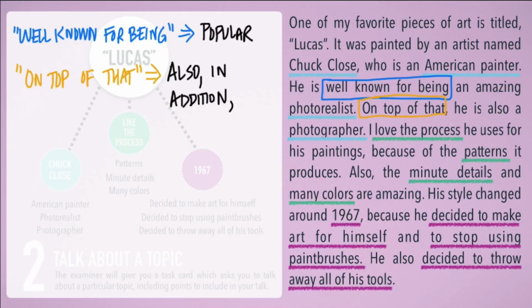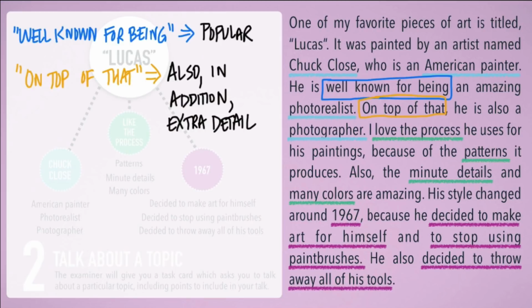So you want to give an extra detail, an extra piece of information. So for example, you can say, my car is really nice. It has a very good navigation system. On top of that, it was inexpensive. So what happened? I told you one detail about my car. Well, it has a really good navigation system. Then I gave you one more detail. It wasn't that expensive. Okay, let's keep going.